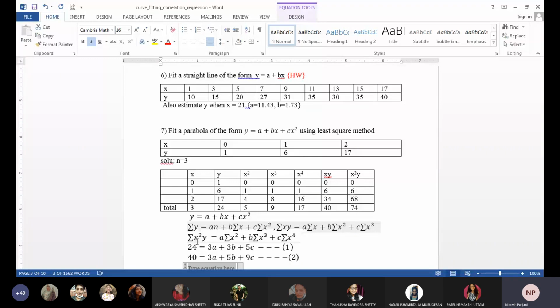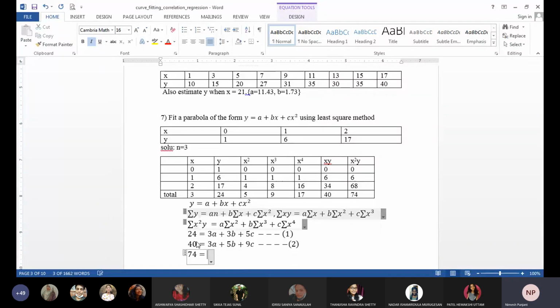And the third equation: summation x square y total is 74, a summation x square is 5a, 9b plus 17c. These are the three equations. Are these three equations clear to everyone? Yes, sir. Now, after getting these three equations, what we have to do is solve these three equations simultaneously.